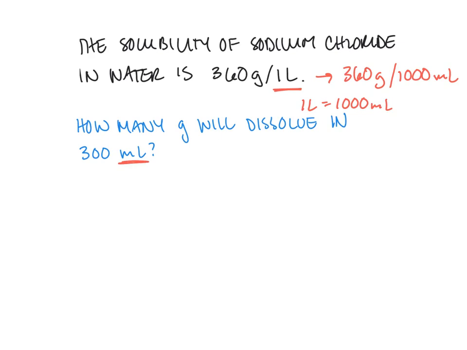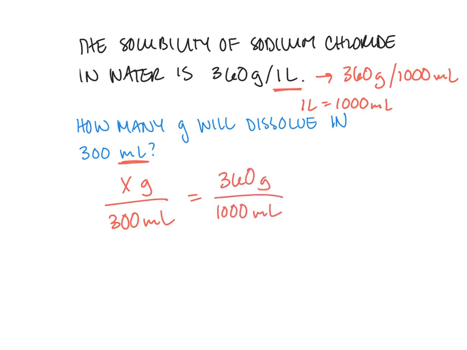Now we're going to use these as a ratio. So we have X number of grams in 300 milliliters is equal to 360 grams in 1,000 milliliters. Our solubility is the maximum, that's how much is possible to dissolve in a certain volume. So I know that I can dissolve up to 360 grams in 1,000 milliliters, and I want to know how many grams I can dissolve in 300 milliliters. So we can then cross multiply. This is pretty straightforward.